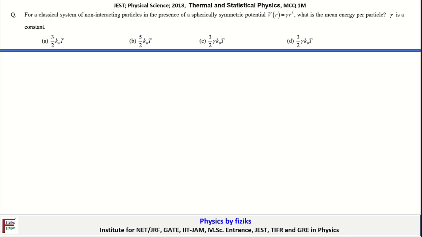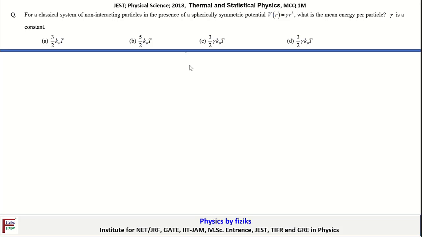So let's continue with the next problem. The statement is: for a classical system of non-interacting particles in the presence of a spherically symmetrical potential V(r) equal to gamma r cubed, what is the mean energy per particle? Gamma is a constant.